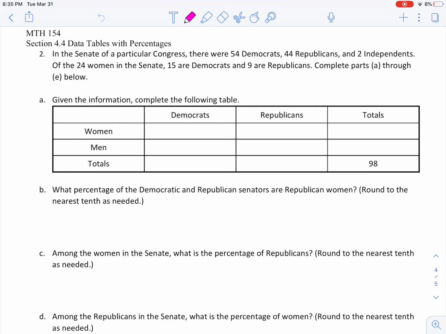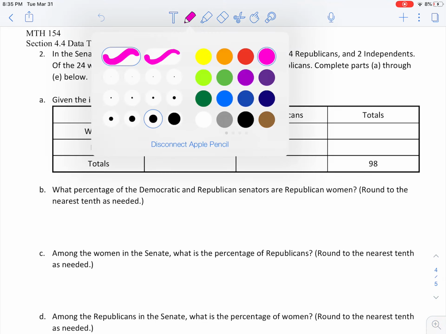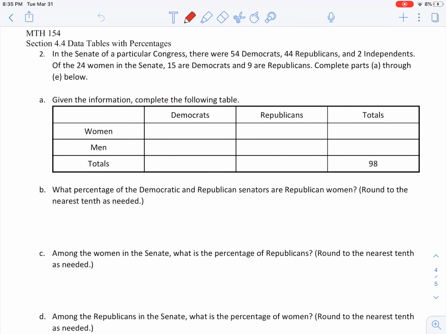Okay, in the Senate of a particular Congress, there were 54 Democrats. Guys, as I'm reading this, I'm going to go ahead and fill out the table that's given here, okay? So hold on. 54 Democrats. Let me write down 54 for the total number of Democrats. 54 right here. What else? 44 Republicans. So 44 goes right here.